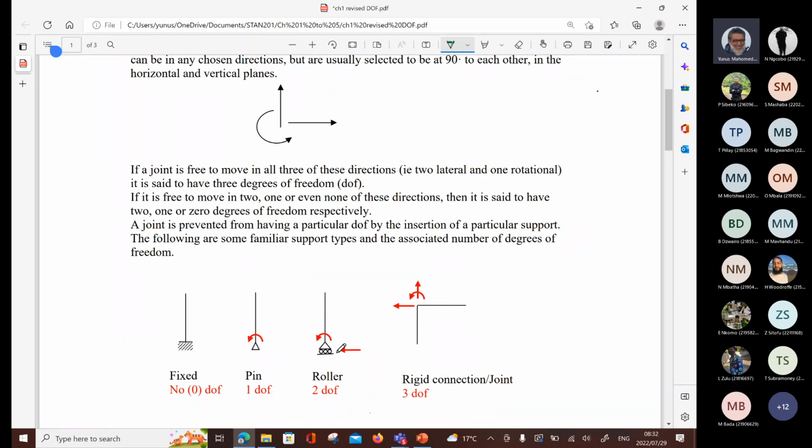A roller will afford 2 degrees of freedom, in other words, movement parallel to the roller. I'm saying parallel because you could have a vertical roller. This is a horizontal one. So rotation, and in this case horizontal movement. And then a rigid connection: there's no support there, it's just the 2 members being rigidly connected. Then I've got 3 degrees of freedom. What is not mentioned here, perhaps, that you came across before, is what happens if I have a pin and I introduce a hinge there. How many degrees of freedom?